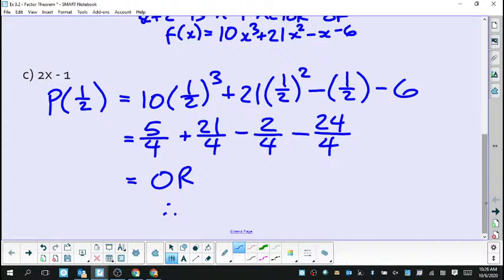Yes? Does it have to be in fractions? Like if you did it in decimals, is that okay? No? It has to be fractions? Okay. A quarter is an exact value. 0.25 is a rounded value. I got the same answer though. I want you to use fractions. Physics use decimals.